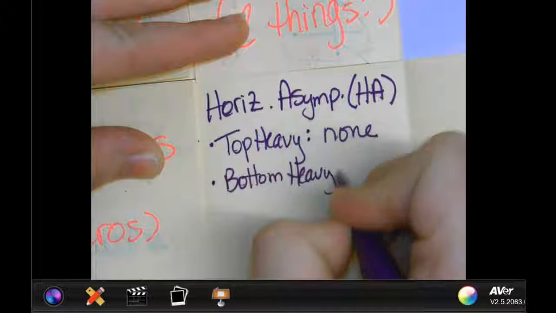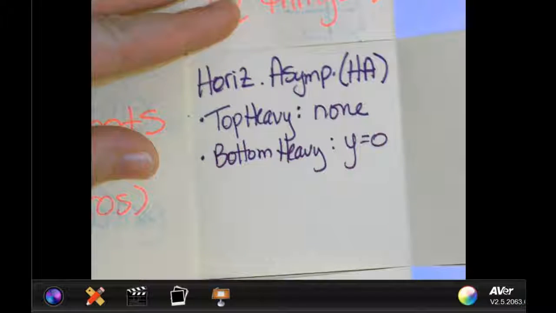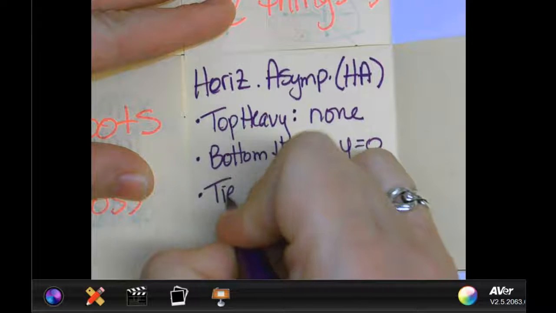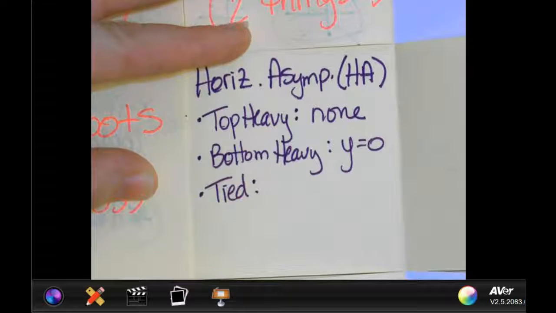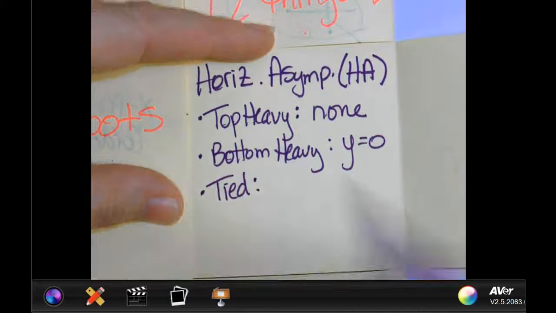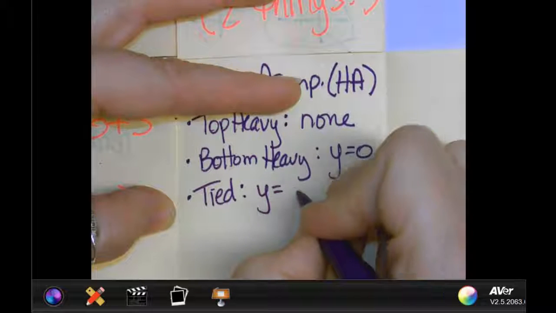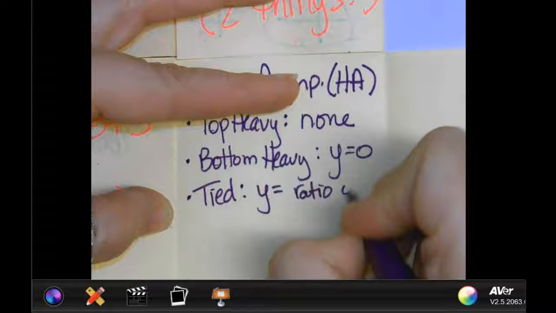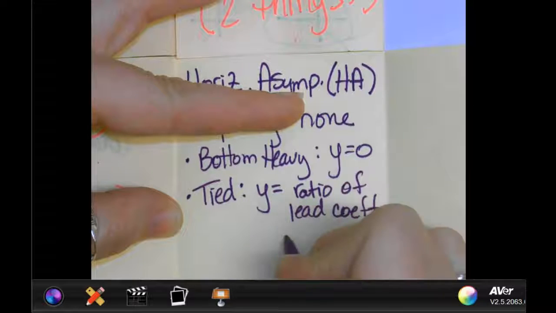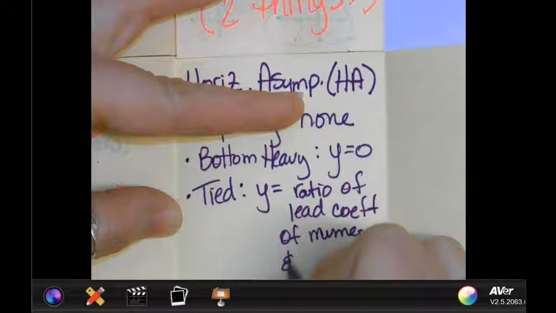y equals 0. Good. So you already know how to do all these things. You just got to make sure that they all happen, and this is going to be a place where they're kind of all put together for you. Okay, and then if they are tied, then what? The ratio of the lead coefficients, right? So y equals, could not come up with a great way to abbreviate all that. So it's the ratio of the lead coefficients of numerator and denominator.